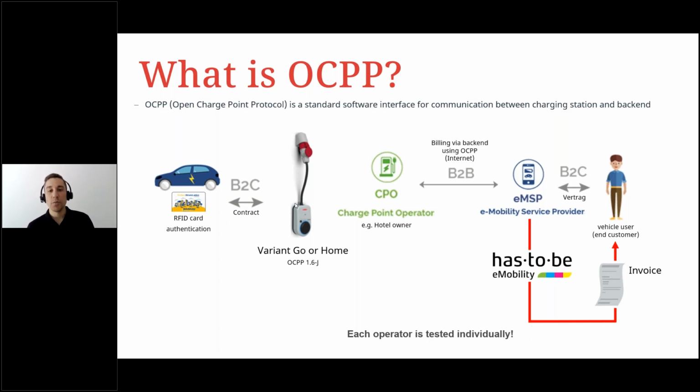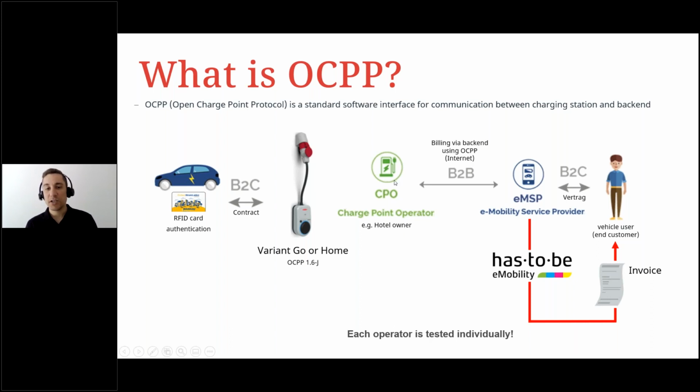So therefore, the charge point operator, for example a hotel, a restaurant, or even a utility grid, is the operator of the charge point itself. With that, there is the possibility with Open Charge Point Protocol to communicate over the internet to a so-called backend solution. And the backend solution is provided by the so-called EMSP, the e-mobility service provider. This is a very big service provider in Europe. This can be one solution for billing the charging process.